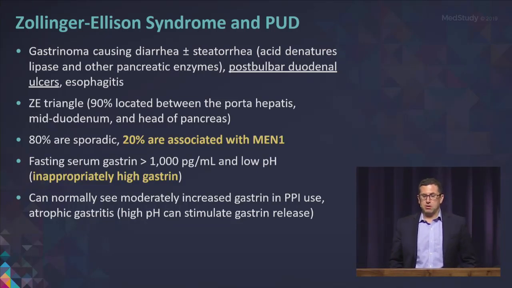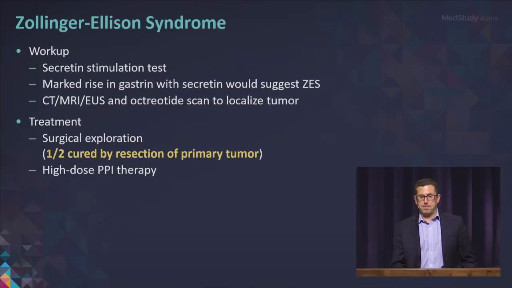Generally, the fasting serum gastrin level is going to be greater than 1,000. Okay? And it's inappropriately high, right? Because when you have a lot of acid in the stomach, it should be feedback inhibiting gastrin production. But that's not what's happening here because the gastrin is autonomous from this tumor. And as I mentioned before, you can see moderately increased gastrin with PPI use and even atrophic gastritis with pernicious anemia. But generally, it's not quite as high as in a gastrinoma.